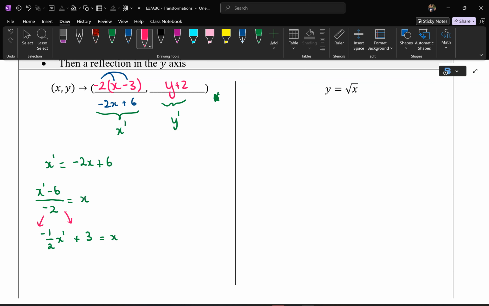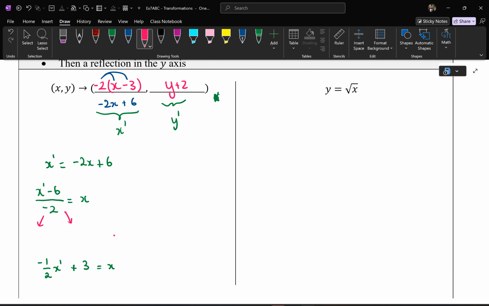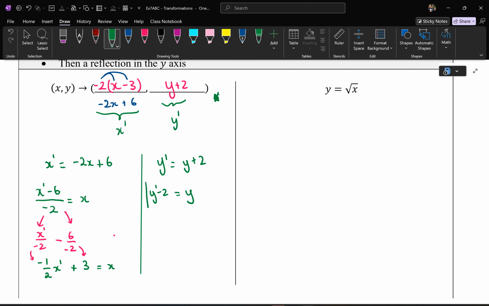If you want me to take another step, I'll show you what I did there. All I did was I split it up and I wrote x dash on negative 2 minus 6 on negative 2. That's what I did. And that's how I got plus 3 and negative half x dash. Next one is y dash. You should have got y dash is equal to y plus 2. So original y must equal to y dash minus 2.